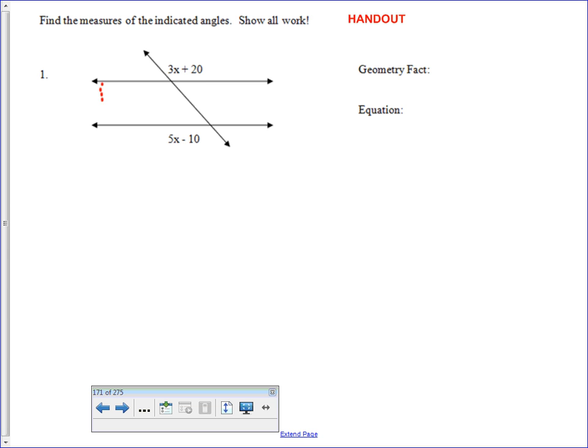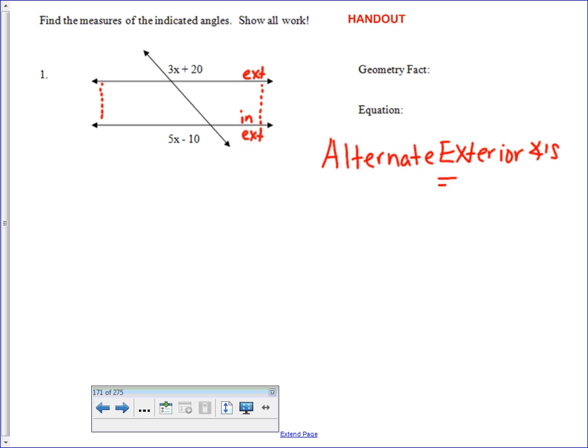Now remember, my interior angles are going to be within my parallel lines. My exterior angles are outside those parallel lines. So when I take a look at this, I'm going to notice I have two exterior angles. They are on either side of the transversal, so therefore they are going to be called my alternate exterior angles. So you're going to write that down as your geometry fact. And I know my alternate exterior angles are always going to be congruent to each other.